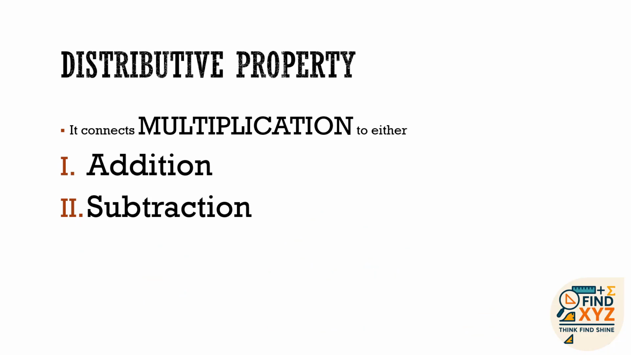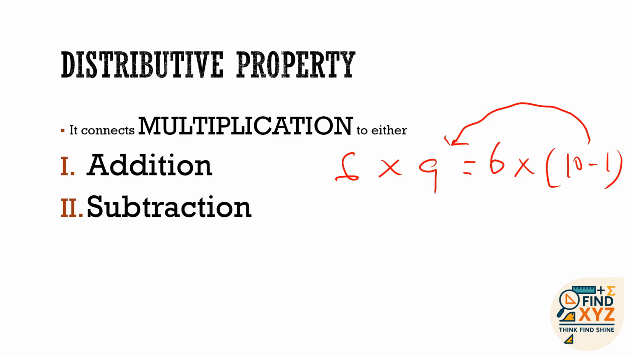Or using the same 2 numbers, 6 and 9, another person would want to write 9 as the difference of 2 numbers. I would decide to pick 6 multiplying 10 minus 1, which is the same as 9. Then I will distribute the multiplication over the subtraction. So 6 times 10 minus 6 times 1.